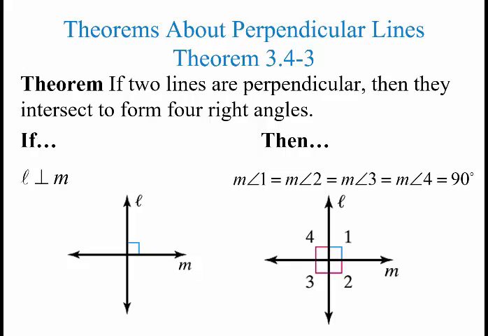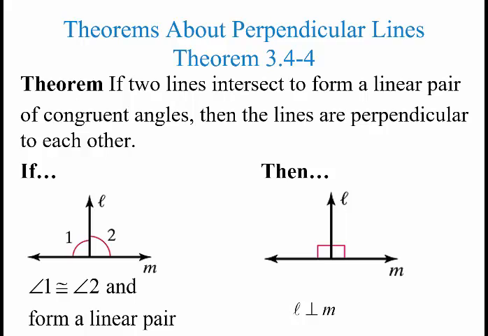All right, let's talk about theorems about perpendicular lines. This is theorem 3.4-3. If two lines are perpendicular, then they intersect to form four right angles. That makes sense. So if we look over here, if L is perpendicular to T, then it must be that the measure of angle 1 is equal to the measure of angle 2, is equal to the measure of angle 3, is equal to the measure of angle 4, which indeed are all 90-degree angles.